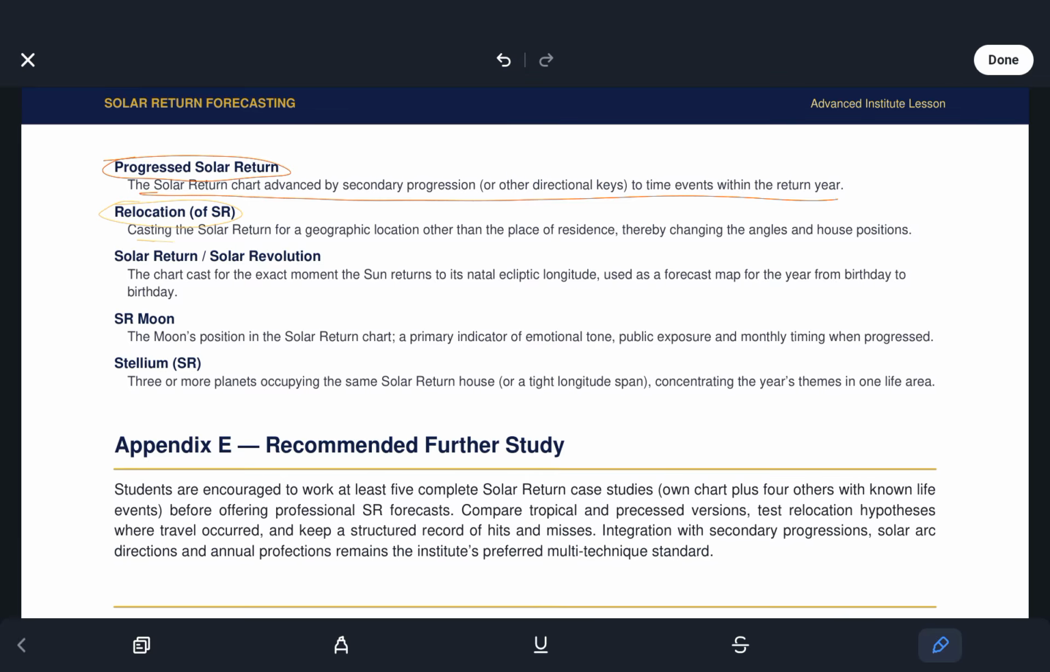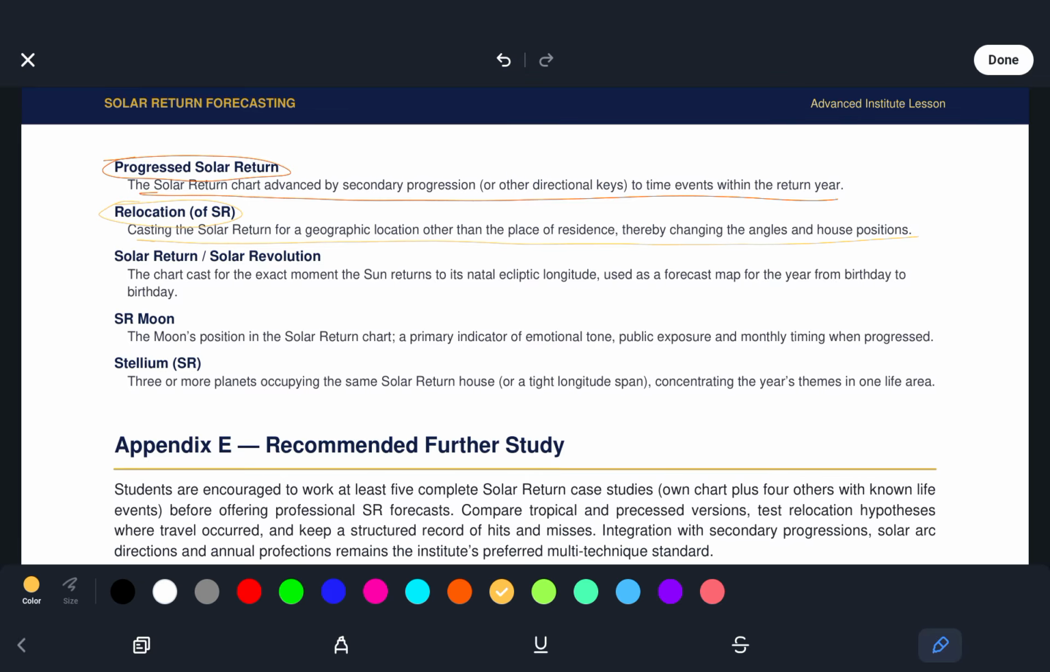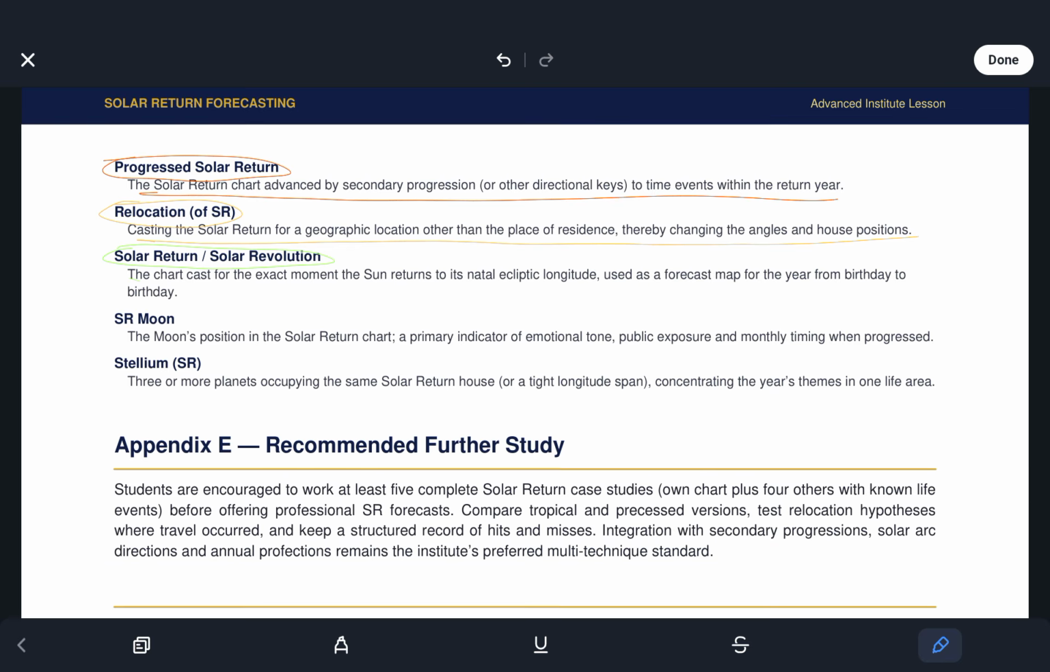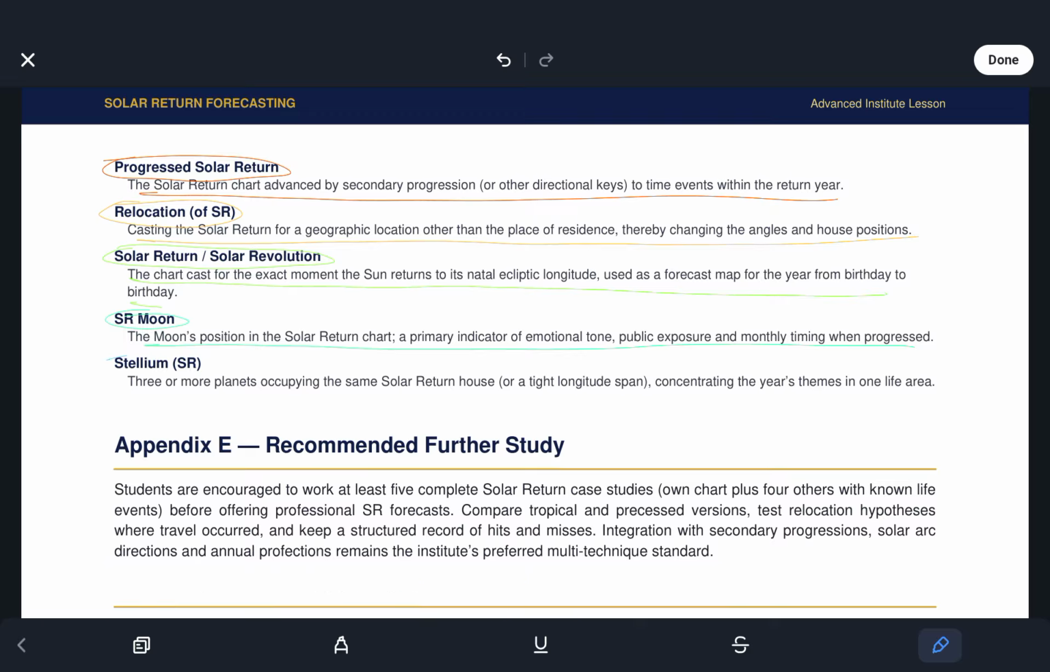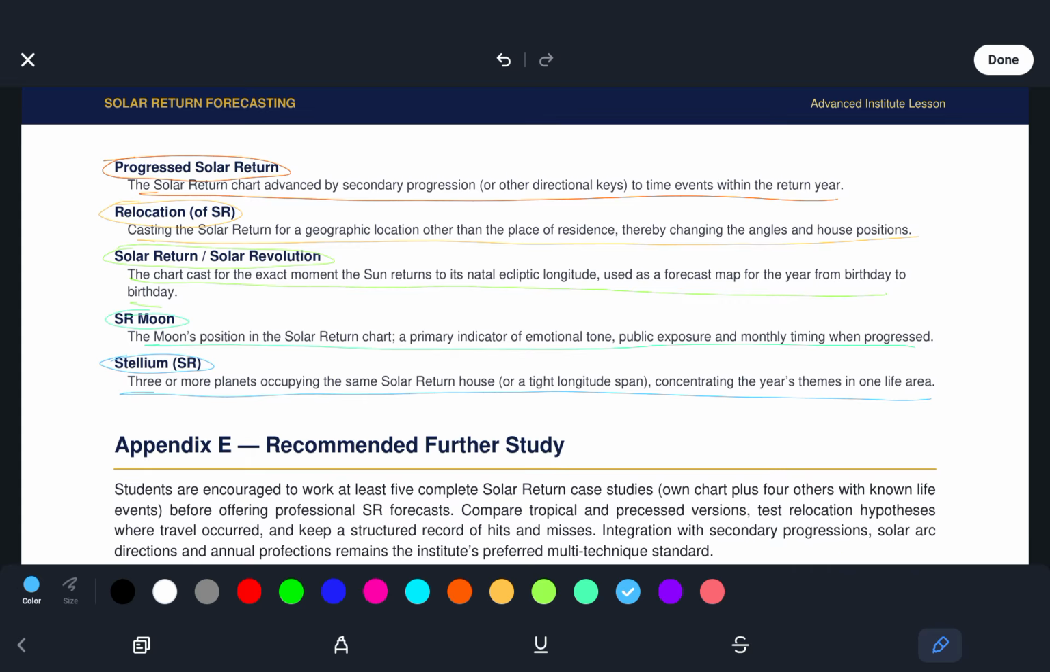Relocation of the SR, casting the SR for a geographic location other than the place of residence, thereby changing the angles and house positions. SR, solar revolution, chart cast for the exact moment the sun returns to its natal ecliptic longitude, used as the forecast map for the year from birthday to birthday. SR moon, the moon's position in the SR chart, primary indicator of emotional tone, public exposure, and monthly timing when progressed. Stellium, three or more planets occupying the same SR house or longitude span, concentrating the year's themes in one life area.